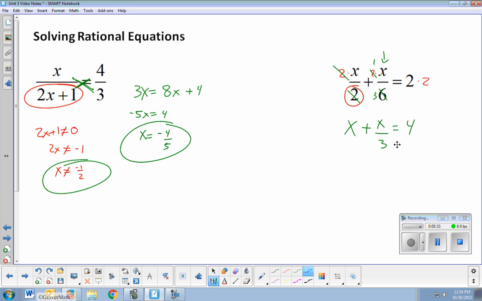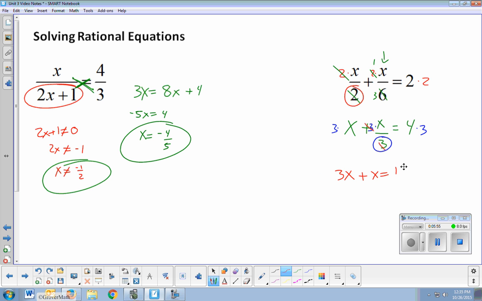Sometimes you can't. I have one denominator left. I'm going to do the same thing. This denominator of 3, to get rid of it, I'm going to multiply everything by 3. So multiply that by 3, multiply that by 3. That gives me 3x. Here my 3's cancel out, so I have just plus x equals 3 times 4, 12. And now I have an equation with no fractions.